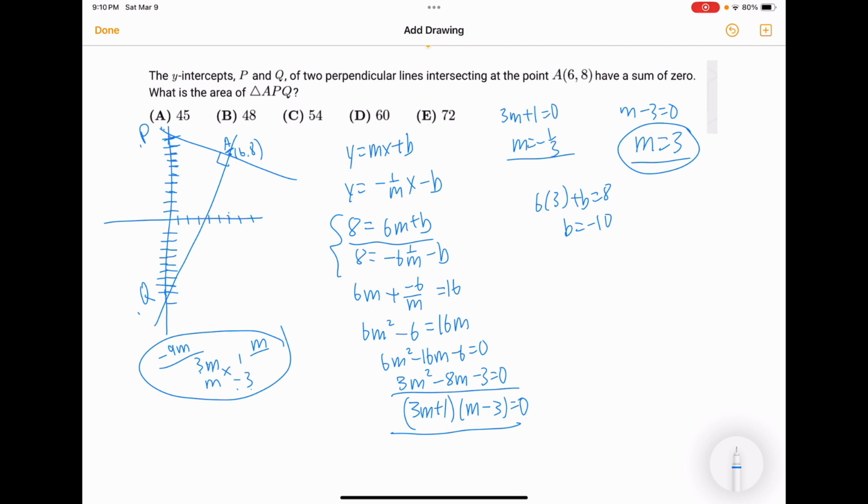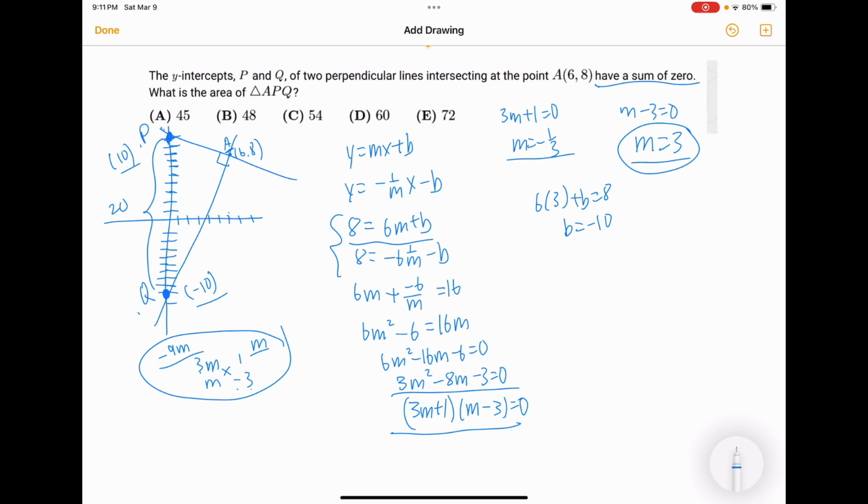And so that means that according to the graph we drew here, the y-intercept of line Q would be negative 10. So let's just pretend that this point is negative 10. And that means that the y-intercept for line P would be 10, because again, these two y-intercepts have a sum of 0. And so that lets us know that this whole line right here, line PQ, is equal to 20, because 10 on this side and 10 on this other side.